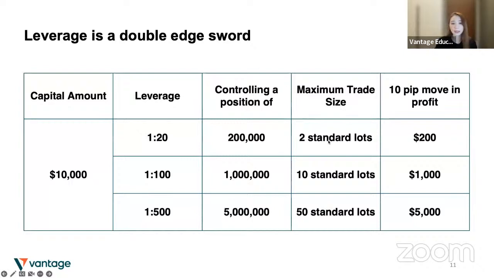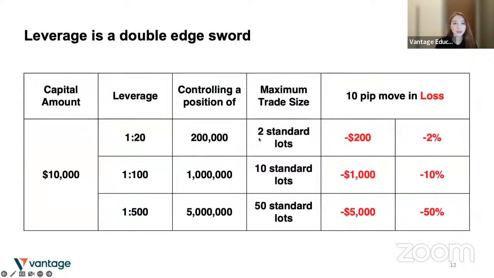Okay, that is a maximum trade lot size at 2 standard lots. All right, and then we are looking at a 10 pip move in profit, which will allow you to gain $200 from a 200,000 position. Then we are looking at the second type of ratio, 1:100, controlling a position of 1 million, which is 10 standard lots, where a 10 pip movement in the correct direction of your analysis will allow you to gain $1,000. And 1:500: 5 million, 50 standard lots, $5,000 gain.